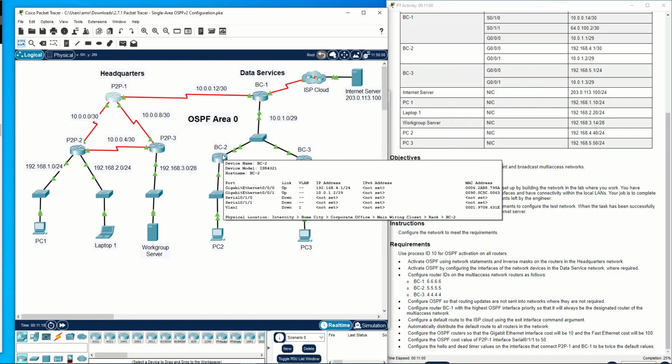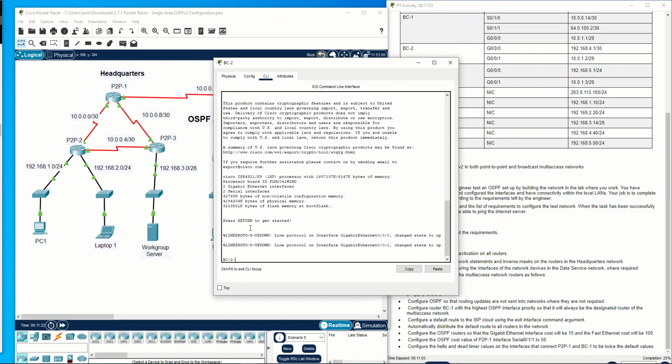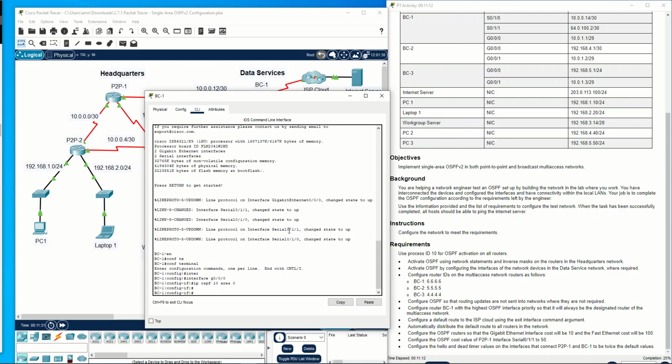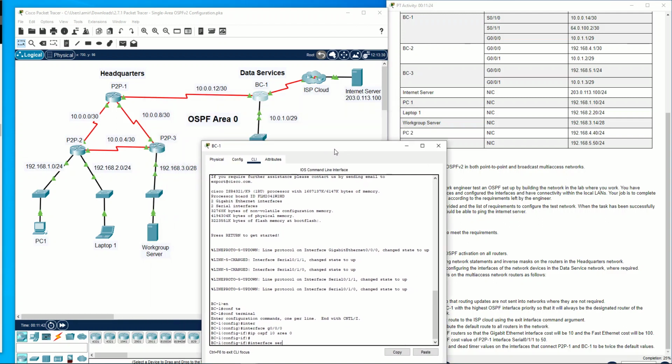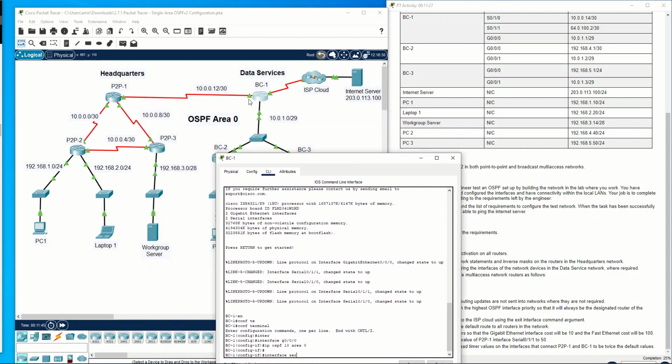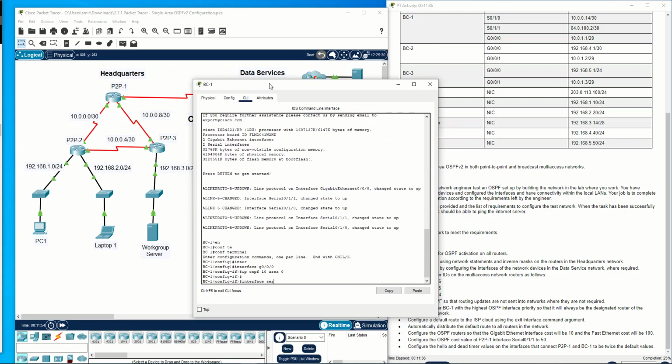And the same also in BC1. The other interface is interface serial 0/1. This one also should be activated. Also under this interface, we should activate OSPF here, serial 0/1/0.